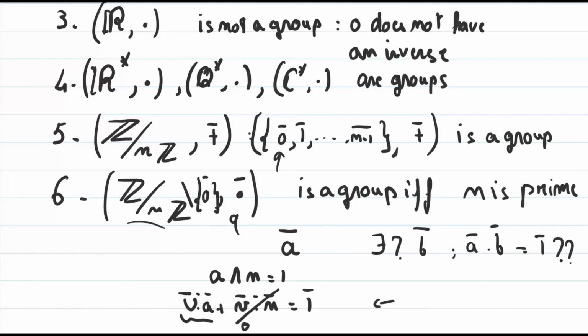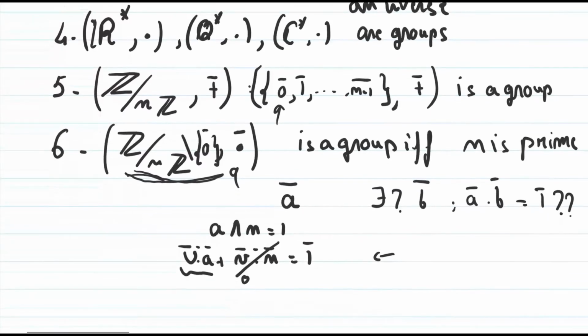So the inverse exists. The inverse always exists if n is prime, for every element a bar in this set. So if n is prime, it is a group. The other properties hold, we check them. And the other direction is also true.